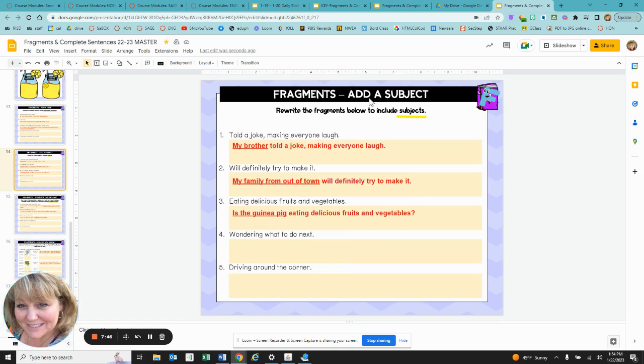On this one, you are going to add a subject. Rewrite the entire sentence, adding a subject. Wondering what to do next. Who is wondering what to do next? The confused child is wondering what to do next. So add in your sentence, type it out.